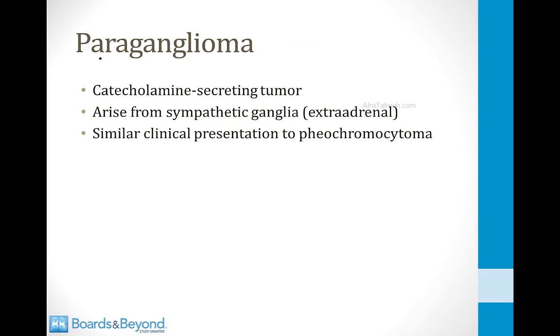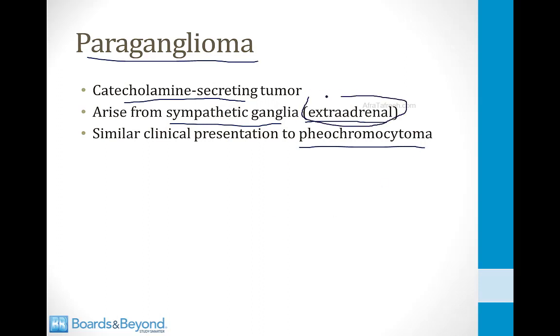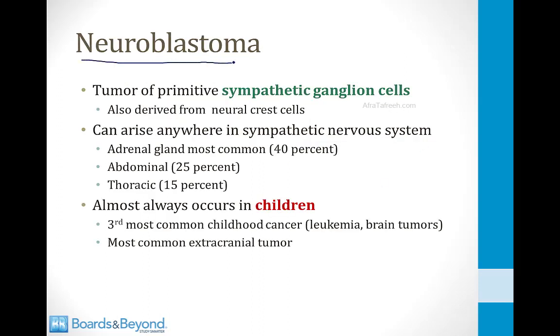You will sometimes hear the term paraganglioma. This is also a catecholamine-secreting tumor. It arises from the sympathetic ganglia, but it is extra-adrenal, and it has a similar presentation to a pheochromocytoma. It's basically an extra-adrenal pheochromocytoma. Neuroblastoma is another tumor of primitive sympathetic ganglion cells. These are also derived from neural crest cells, just like pheochromocytomas and paragangliomas, and these can arise anywhere in the sympathetic nervous system, but the adrenal gland is the most common location.